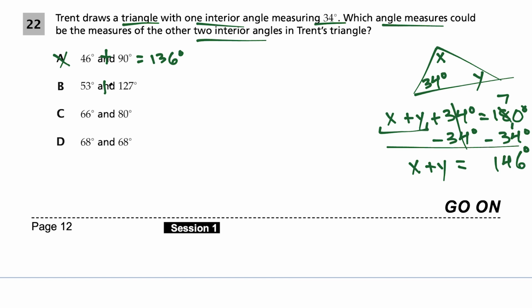If we add these two angles together, 53 plus 127, that's going to work out to 180 degrees, which would give you all the angles of the triangle at once. So then you wouldn't even have a third angle. This would not even be possible for any triangle in 2 dimensions. So choice B is out. Now if I add these two, 66 plus 80 is going to give us 146. So choice C is looking good, but let's be sure and eliminate choice D. If you add 68 plus 68, this would give you 136, which would be too little. We wouldn't have enough degree measure inside there. So choice C is definitely our solution.